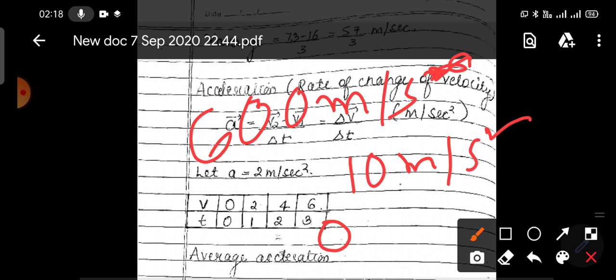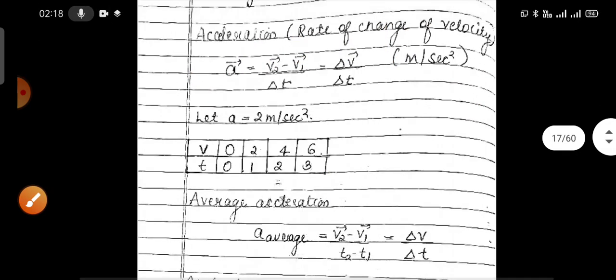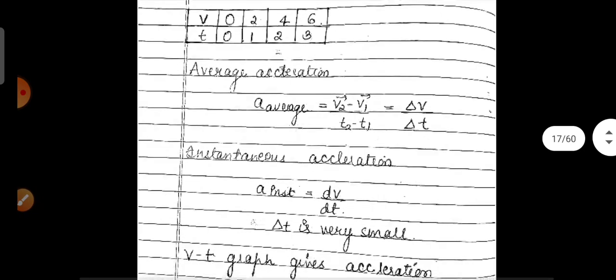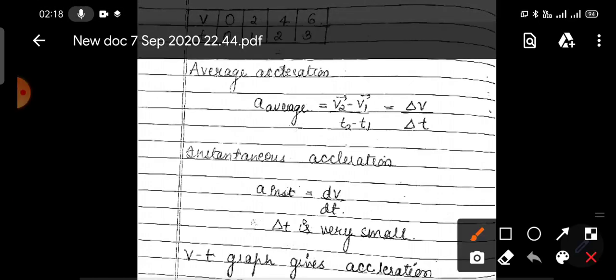Now, there are two types of acceleration. One is called average acceleration, the other is called instantaneous acceleration. Instantaneous acceleration means acceleration at a particular instant, and its formula is given by a small change in velocity divided by a small time.